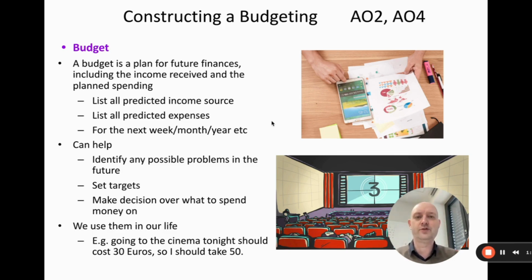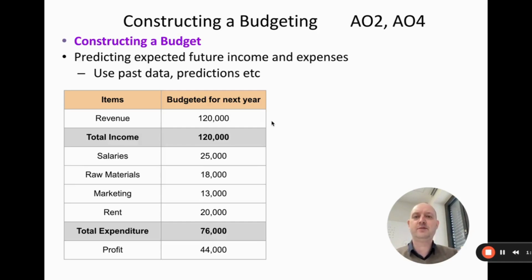So let's move on to what a budget looks like. Again, we're going to predict expected future income and expenses. And in order to do this, maybe we look at past data, or we look at predictions of what performance is going to be like in the future. How we actually come up with these numbers is kind of a topic for another video. But in this situation, from the perspective of a company, this company is predicting that their revenue for next year is going to be 120,000. Again, this is budgeted for next year, which means these are our predictions for the numbers next year.